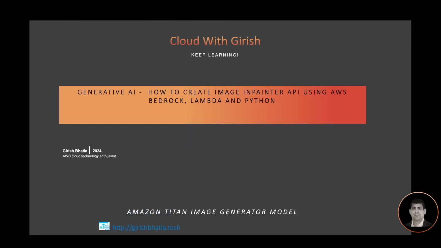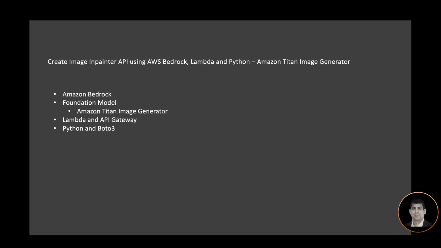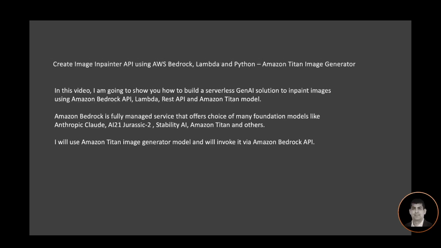In this video, I'm going to show you how to build a serverless generative AI solution to inpaint images using Amazon Bedrock API, Lambda, REST API, and Amazon Titan model. Amazon Bedrock is a fully managed service that offers a choice of many foundation models like Anthropic Claude, AI21 Jurassic-2, Stability AI, Amazon Titan, and others. I will use the Amazon Titan Image Generator model and will invoke it via Amazon Bedrock API.